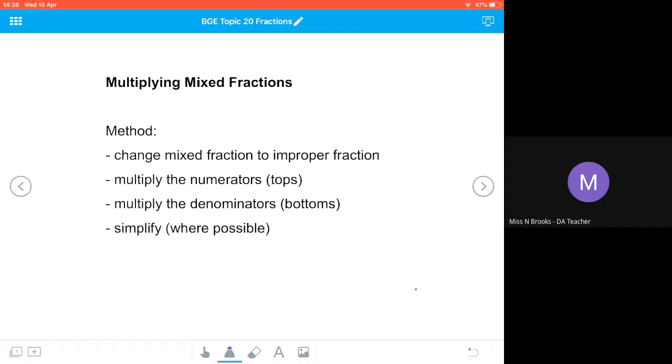Now, as I said in the previous video, when we started looking at multiplying fractions, when we've got mixed fractions, we have an extra step to take care of because you cannot multiply mixed fractions together. You have to change them into improper fractions. Once you've got them as an improper fraction, then it's exactly the same process. We're multiplying the numerators, or the tops, we're multiplying the denominators, or the bottoms, and then we're simplifying if we can.